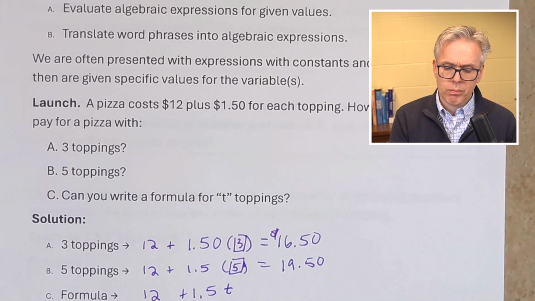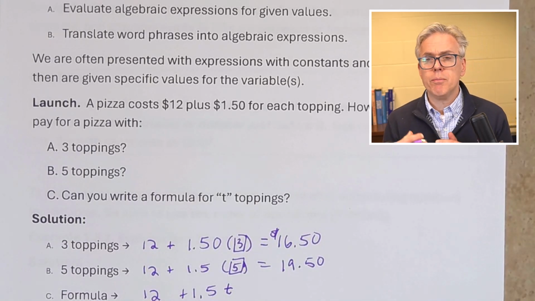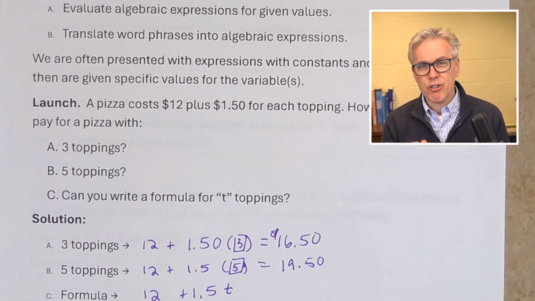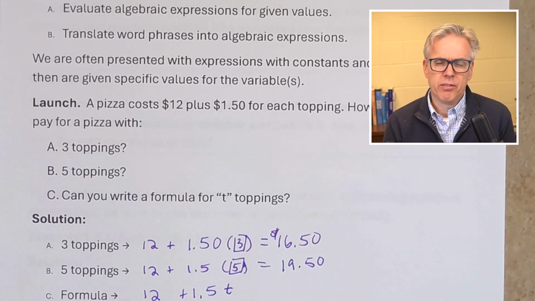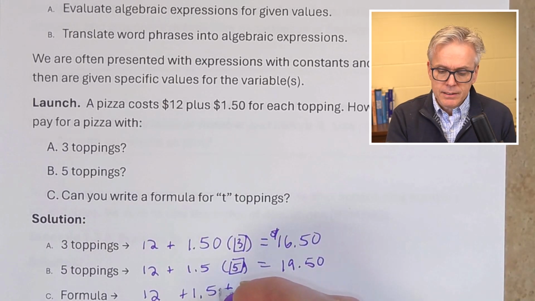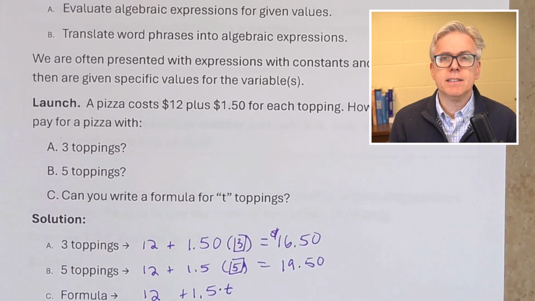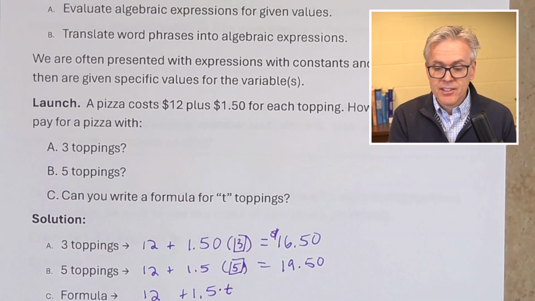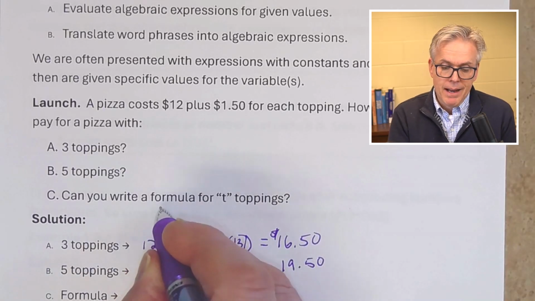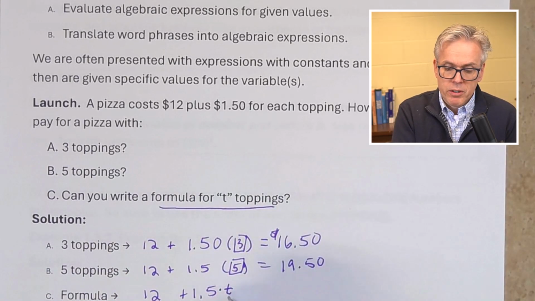So notice I don't generally use, once we start doing more algebra, we begin to not use the X for multiplication for obvious reasons. It looks like a letter. It's hard for us to differentiate that. Okay, I'll sometimes use a dot for emphasis, like I can do that there. And again, this is the final answer. I don't get an actual number because my question was a formula for T toppings.